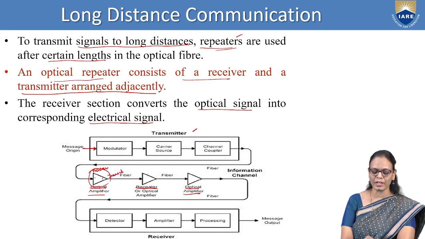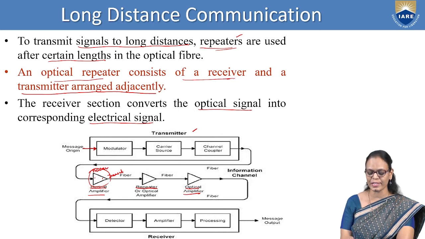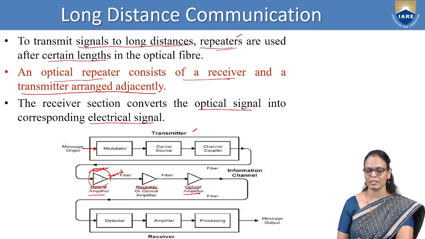So each optical repeater consists of a receiver and a transmitter. It will receive and again transmit. Again it will receive and transmit. And the other blocks remain the same. This is the main transmitter and this is the receiver.